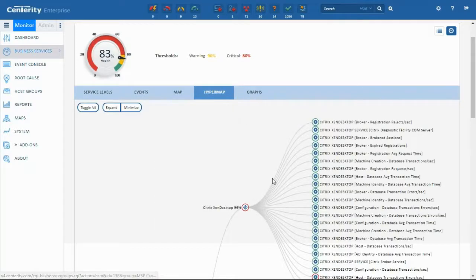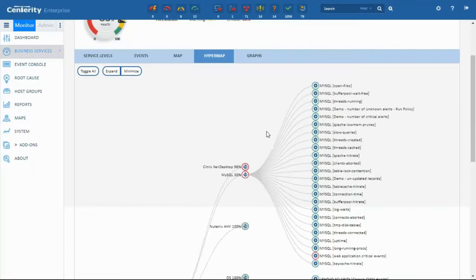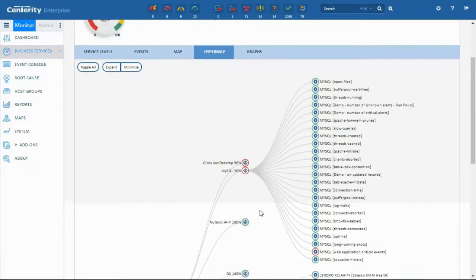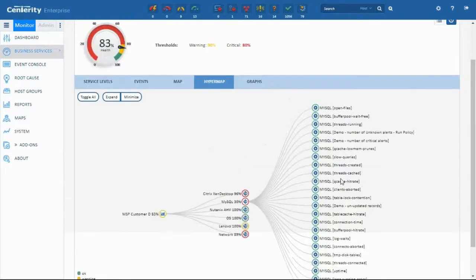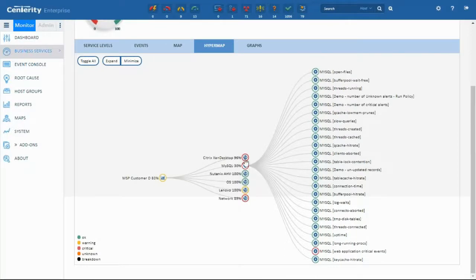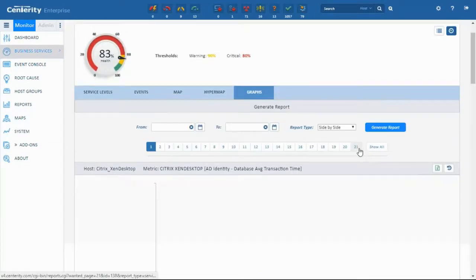Or the hypermap. I love this feature because, first of all, you can open up this tree graph and it just looks fantastic, but it also allows you to see, just like before, where there are critical alerts on each layer, and you can get right to the heart of it and then see the metrics that are most affecting your service level.